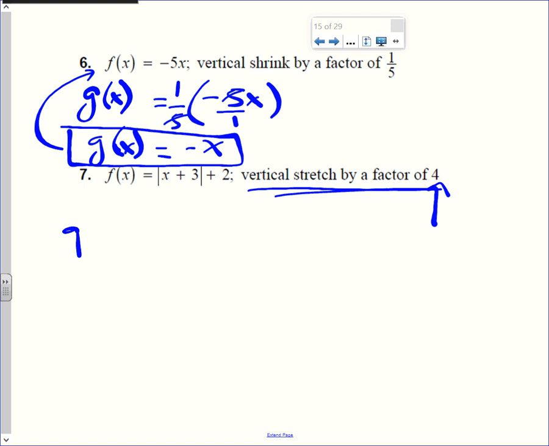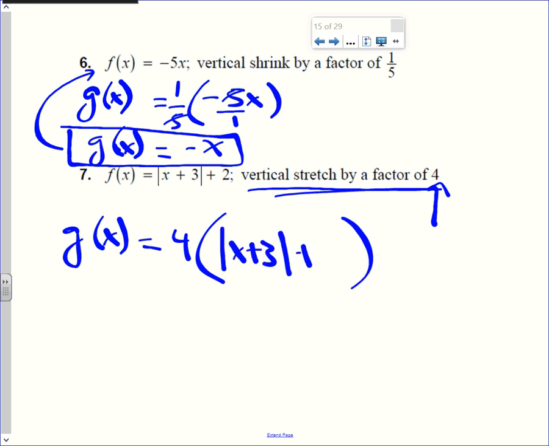Watch this. So g of x is going to equal 4 times, look what I'm going to put in parentheses, the whole function. That's going to be absolute value of x plus 3, plus 2. The whole function, because the whole function is the output, remember? The output happens when you take the input and you do all this stuff to it. If I take an input, I have to add 3, take the absolute value, then add 2 to get the output. So the whole output is represented by the whole function.